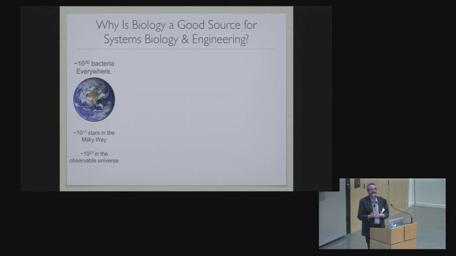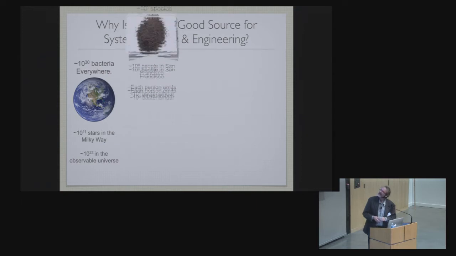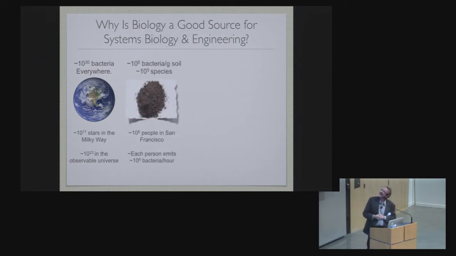Now, that may not be surprising because stars are big and bacteria are small, but it's still pretty amazing. So 10 to 11 stars in the Milky Way, 10 to 12 in the universe. That's a lot of bacteria. There's about 10 to the 6th bacteria in a gram of soil, about 10 to the 5th species in a gram of soil. So in San Francisco, there's 10 to the 6 people, and we're all one species, though. We may seem different, but we're identical as far as 16S is concerned, right? The bacteria, these are very different from each other.